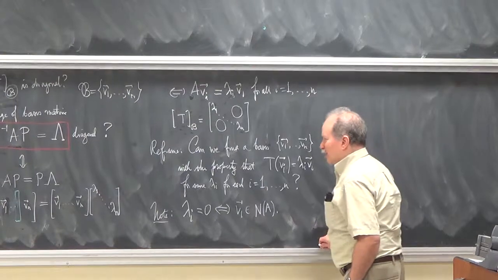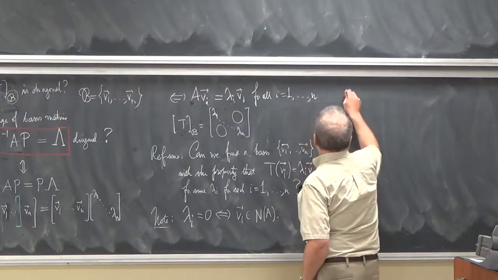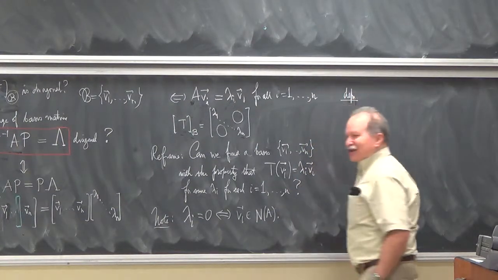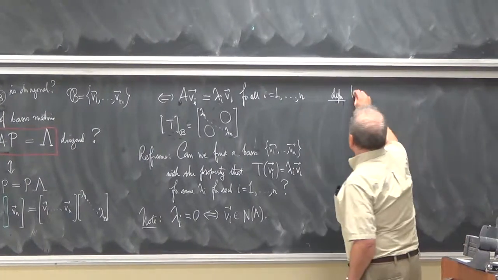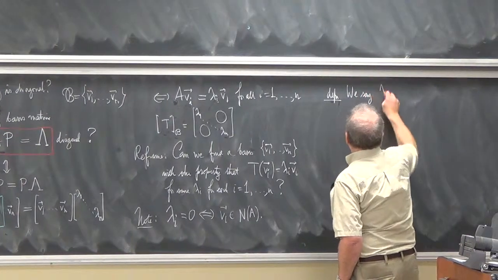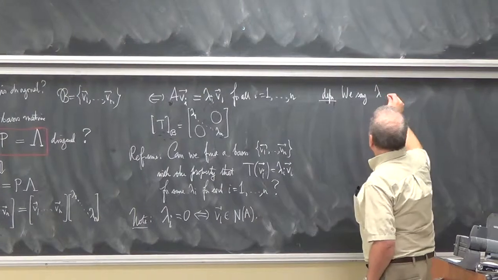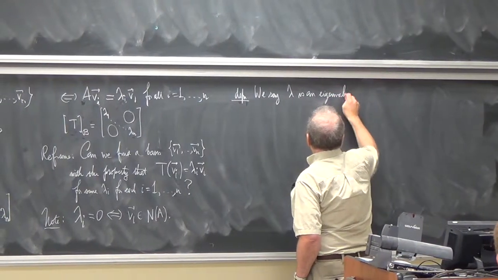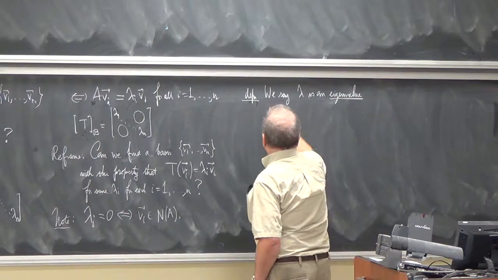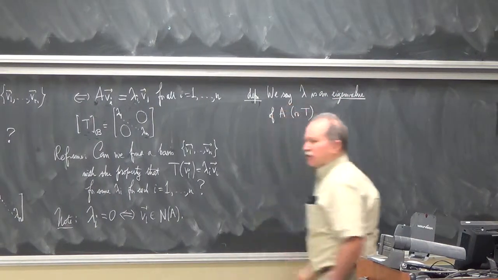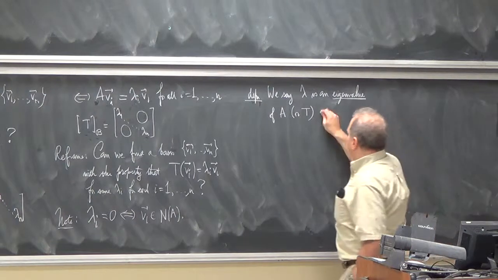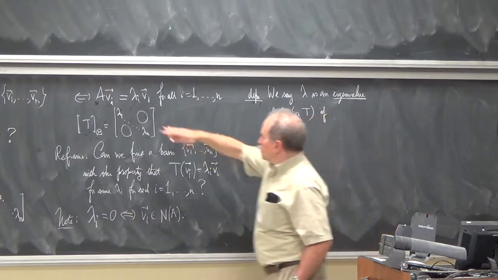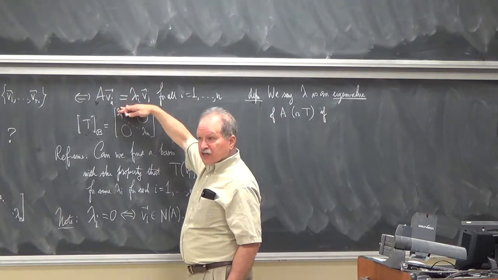All right, so I need a word because I keep trying to say it. You can take it out in editing. It's on you. Definition. We say lambda is an eigenvalue of the matrix or of the linear map if this holds for some vector v.